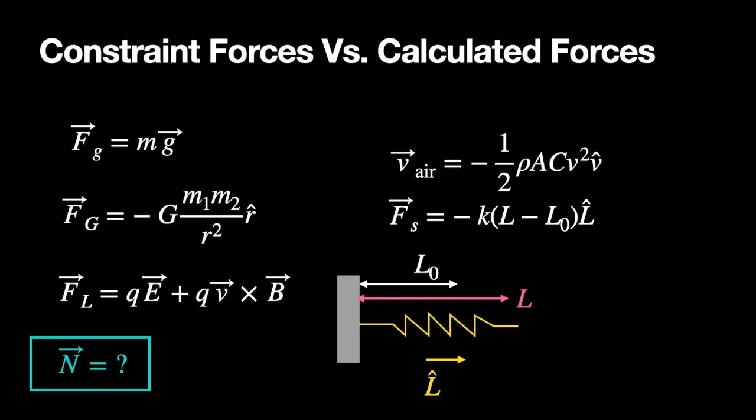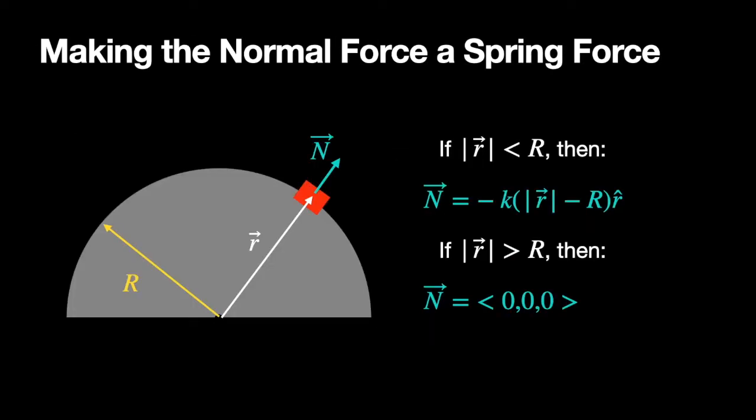It makes it more complicated to deal with problems like this, but we're going to do it anyway. So what we're going to do is make the normal force a spring force. Here's the idea: what if the bowl and the ice are like a spring? If that's the case, as the ice overlaps with the bowl, it compresses the bowl and the bowl pushes back. And so you could set up the following expression.